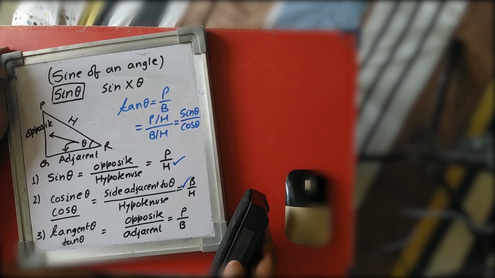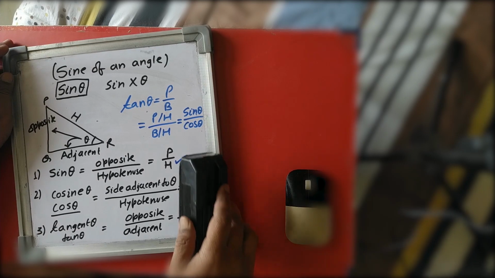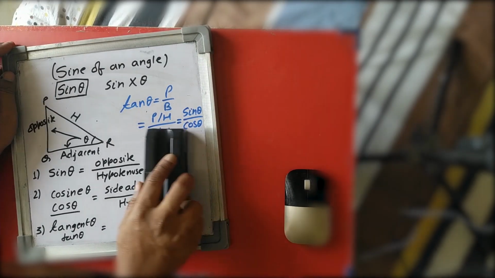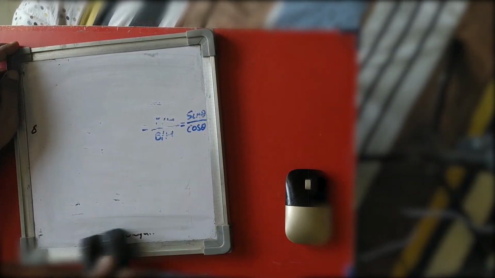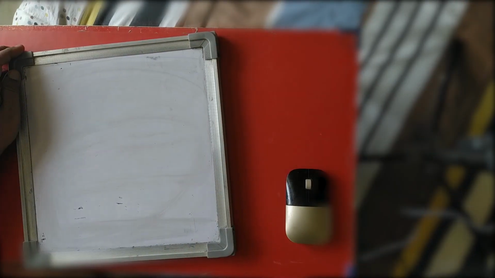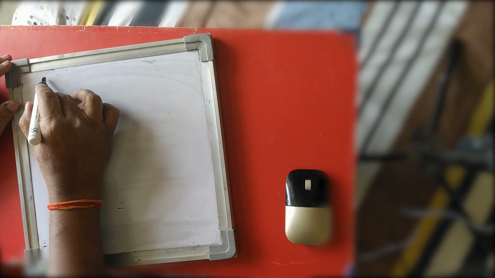So first stage, we define the three primary trigonometric functions, and then we come to three more, which are nothing but the reciprocal of these three. So to do that, we will again draw the right angle triangle PQR, right angle at Q, and start defining the reciprocals.